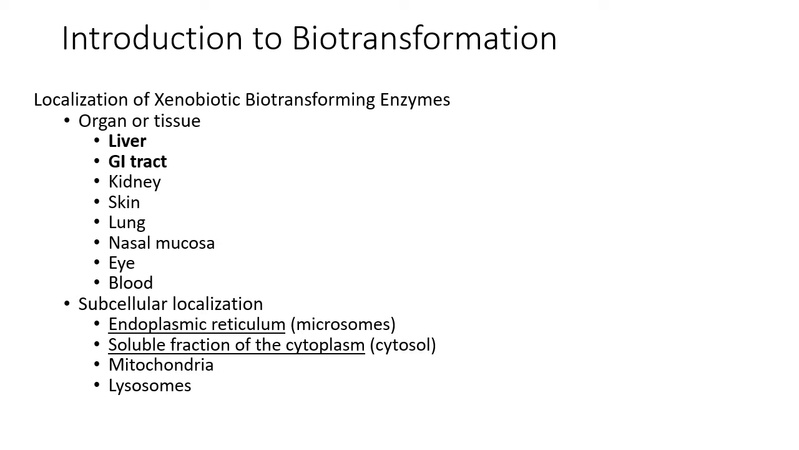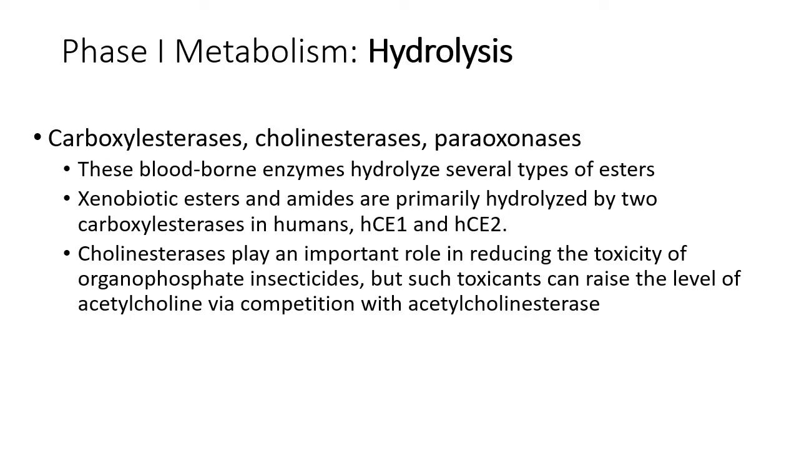This is FYI, but you might be interested. Where are the enzymes in the cell that are doing this activity? That would be mostly the endoplasmic reticulum and the cytosol. So these are just some examples. So phase 1 metabolism, I said there's hydrolysis, reduction, and oxidation. These are not super common. There's carboxylesterases, cholinesterases, and peroxygenases. Okay, they're mostly bloodborne enzymes. That means they're circulating through the blood. And xenobiotics obviously are foreign compounds.